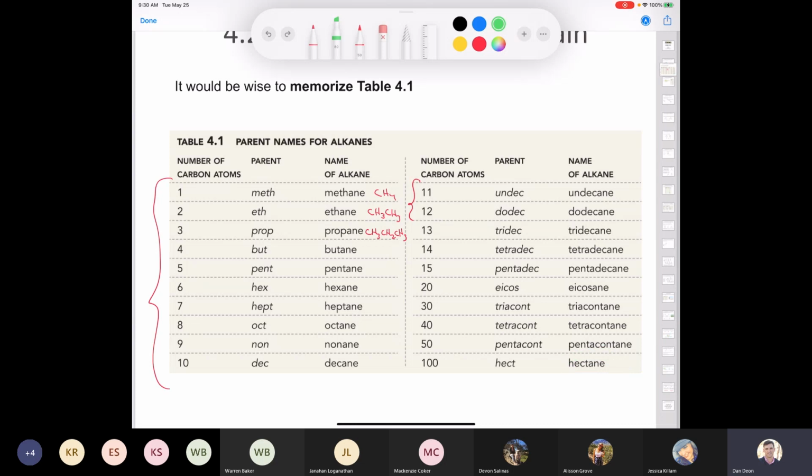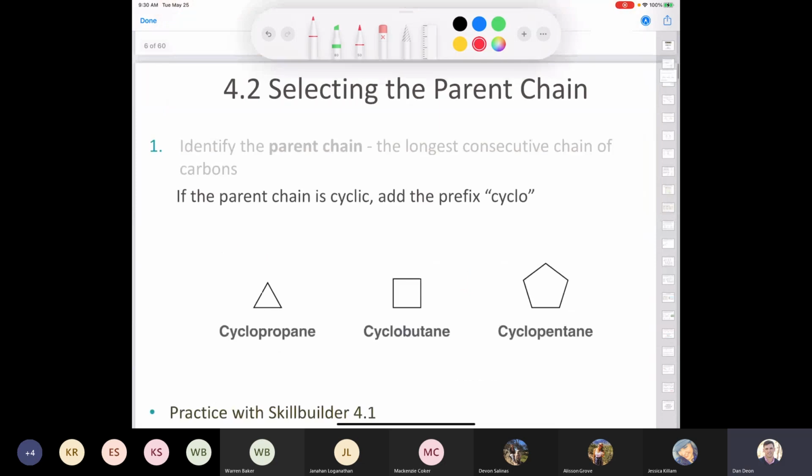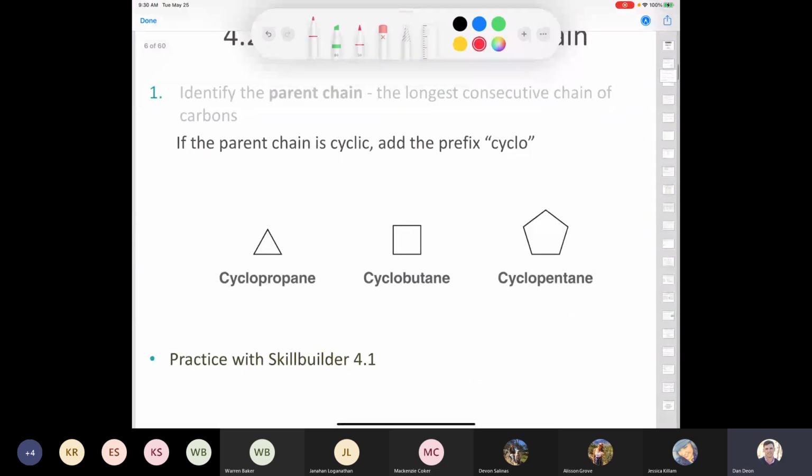So when I say it would be wise, change it to it is imperative to memorize what I've highlighted in red on table 4.1. The other ones like tridecane, tetradecane, icosane, you don't need to know those. I don't even know if they ever show up in this class. All right, so identifying the longest parent chain.